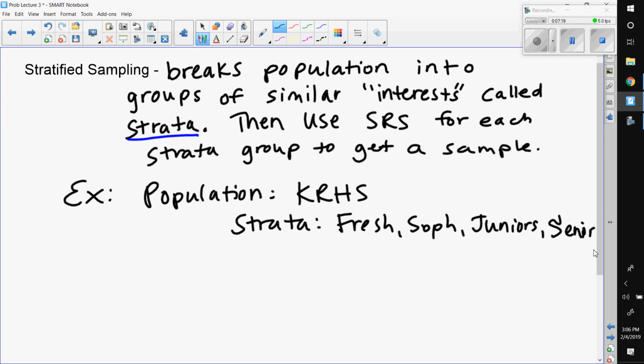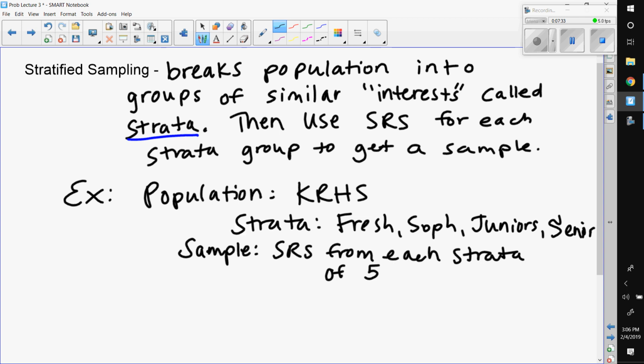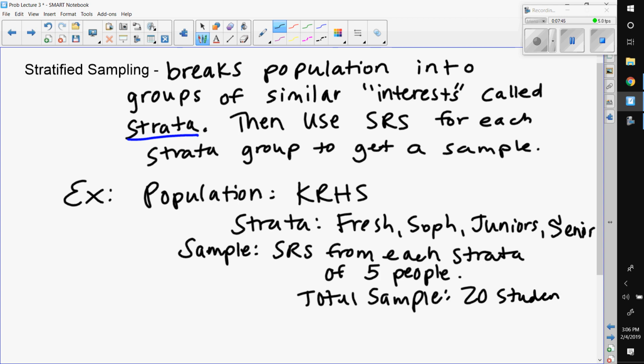Okay, after that, for my sample, I'll do an SRS from each strata of 5 people. So my total sample would be 20 students out of KRHS. 5 would be freshmen, 5 would be sophomores, 5 would be juniors, 5 would be seniors, because I broke them up in that way.